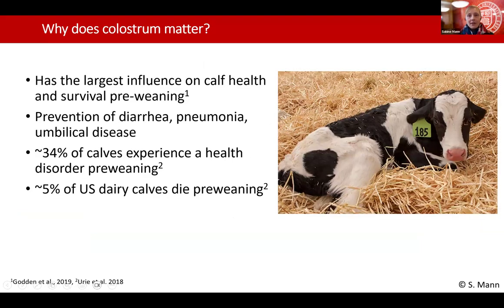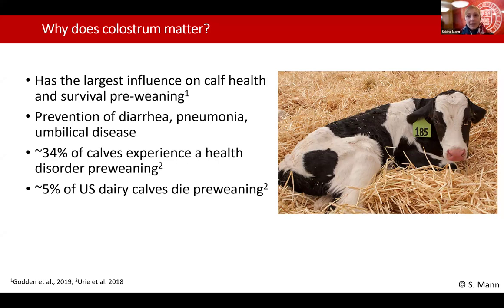So why does colostrum matter? I think we all agree that colostrum has a very large influence on keeping our calves healthy. The data suggests that this is true. This has been shown over a century ago that when we deprive calves of colostrum, the first milking that the cow makes, that we have these issues with calf survival and health. And we now know that immunoglobulins and transferring what we call passive immunity antibodies into the calf is extremely important.